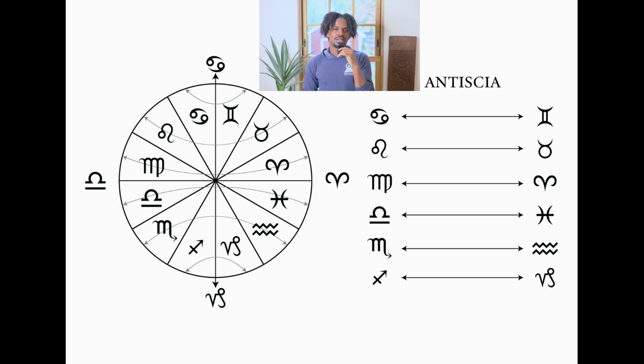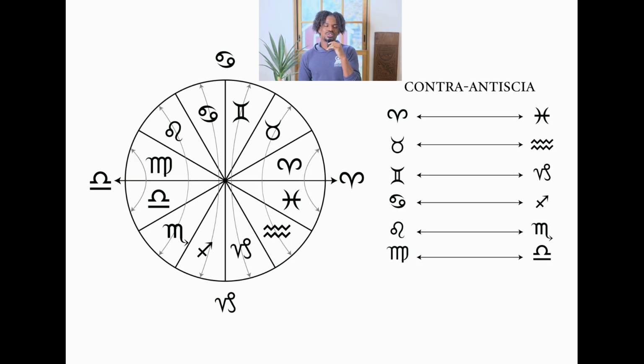And if you know the signs that have an Antiscia relationship with each other, then you automatically also know the signs that have a Contra-Antiscia relationship with each other, because the Contra-Antiscia of any sign is going to be the sign that is directly opposite the Antiscia of that sign. So, for example, the Antiscia sign of Cancer is Gemini. Therefore, Sagittarius is going to be the Contra-Antiscia sign of Cancer because Sagittarius is the opposite of Gemini.